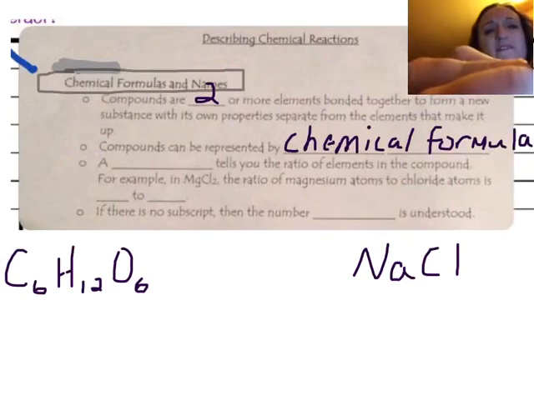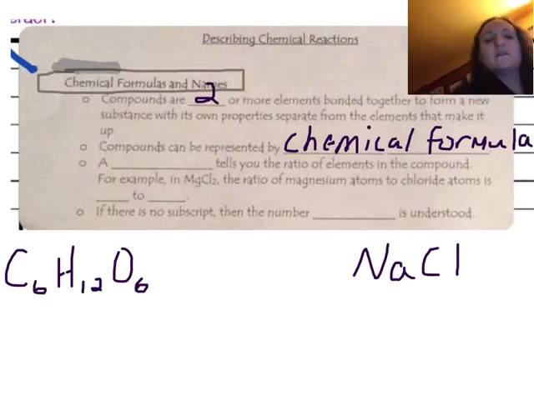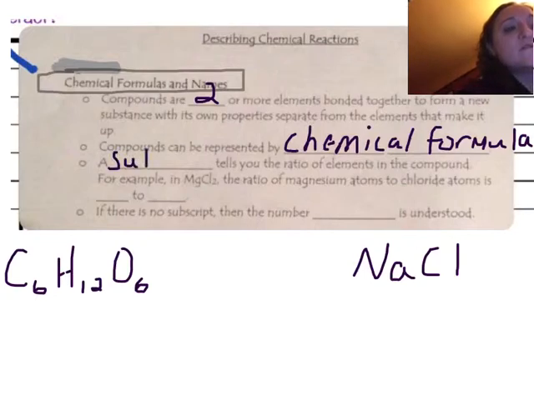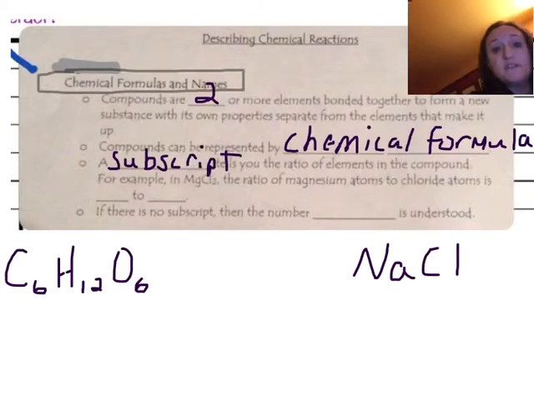And it's hard to write on this recording device, so sorry about the writing being kind of messy on here. So compounds can be represented by a chemical formula. Thirdly, a subscript tells you the ratio of elements in the compound. So, subscript. Sorry, I'm running out of room. A subscript tells you the ratio of elements in the compound.